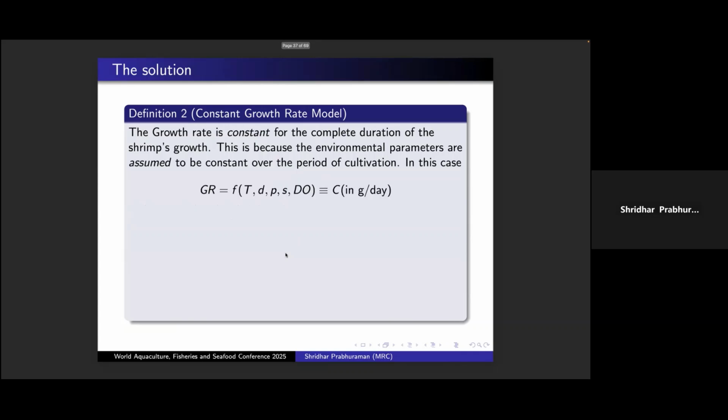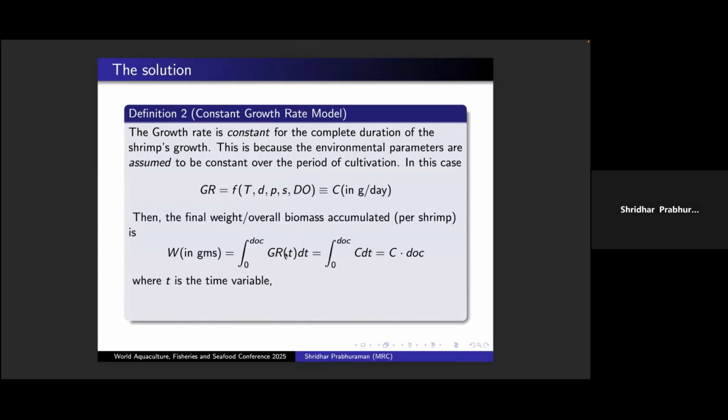For simplicity of our work, we have considered the growth rate to be constant for the complete duration of the shrimp's growth. This means that for one particular cycle of shrimp's growth in a given pond, we assume that the environmental factors such as the temperature, salinity, and pressure will all remain constant, and the model is trained on top of that. When I keep saying model, this is essentially nothing more than a second order polynomial regression model.